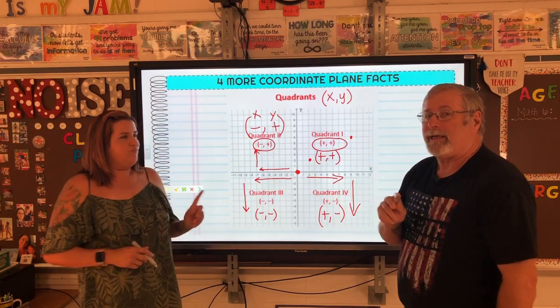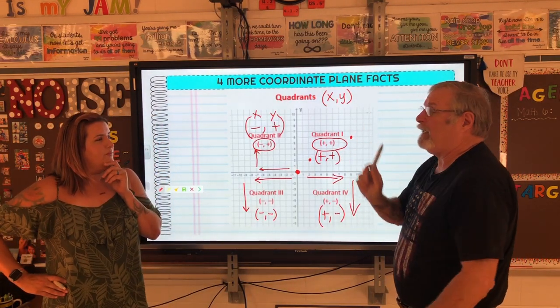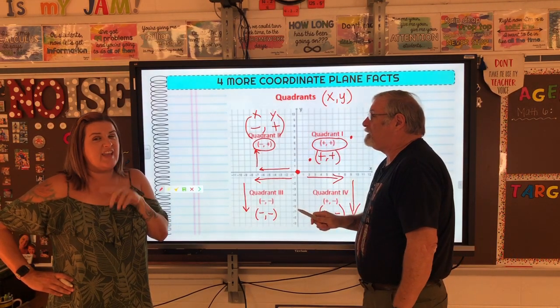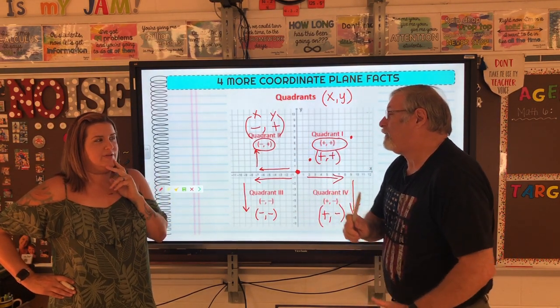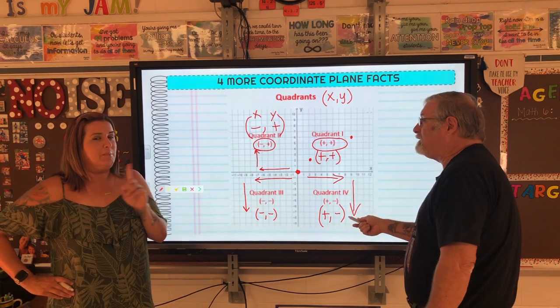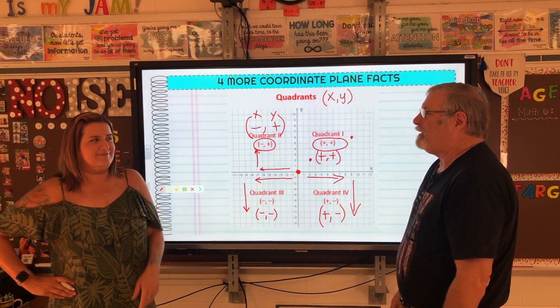So, just to recap, in quadrant 1, everything's positive, positive. In quadrant 2, everything is negative, positive. In quadrant 3, everything is negative, negative. And in quadrant 4, everything is positive, negative. Wow, if I know that, then I'm never going to mess up.